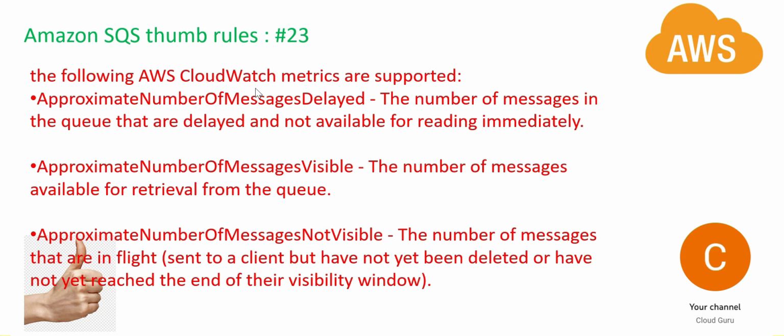Now what metrics can you monitor? These three metrics you can monitor: approximate number of messages delayed, approximate number of messages visible, approximate number of messages not visible. Now in the exam I would suggest you make yourself very much acquainted with these three. In the Solutions Architect Associate exam you will definitely get questions around this, where they will give you a scenario and then the options might have one of these. If you don't understand the difference, then it will be difficult to answer it. So this also you should understand.